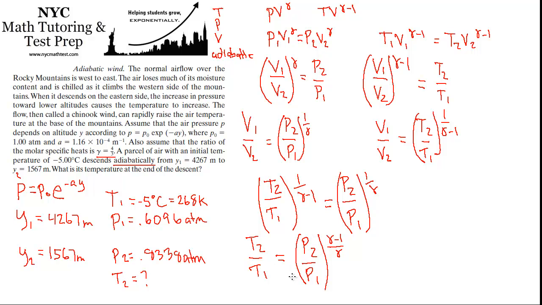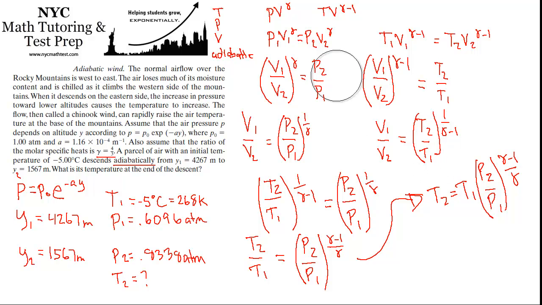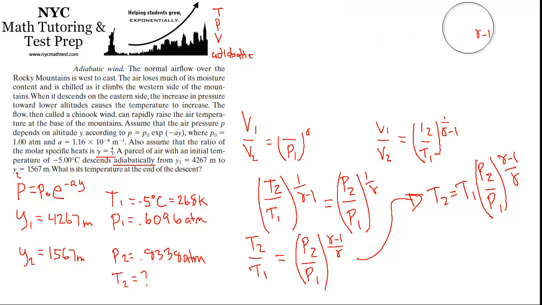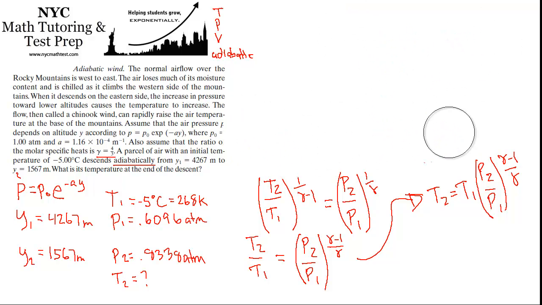So if we want to solve for T2, all we got to do is multiply by T1 on both sides. So let's come up here. T2 now equals T1 times P2 over P1 all to the gamma minus 1 over gamma. And I'm running out of space, so I'm going to erase some stuff at the top. If you need it, you can run the video back. And let's come right to the top.